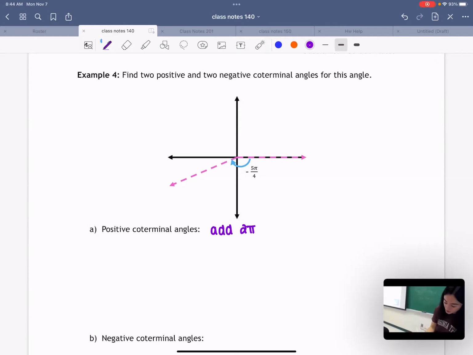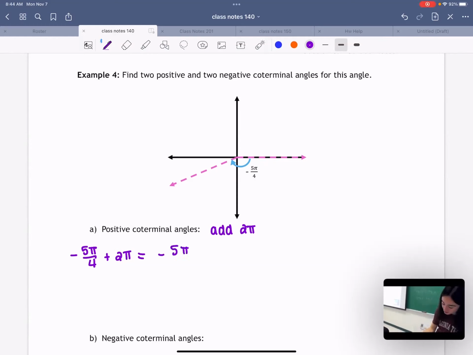So let's do negative 5 pi over 4 plus 2 pi. Now we have fractions, right? How do you think I can add these two? Finding a common denominator seems to work. I know there's a pi there, but it's literally just adding fractions, so let's ignore the pi for now.